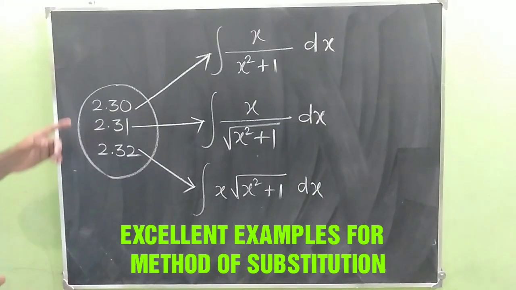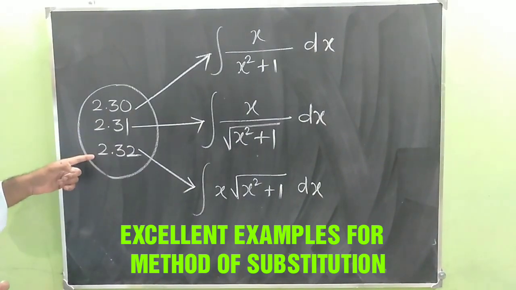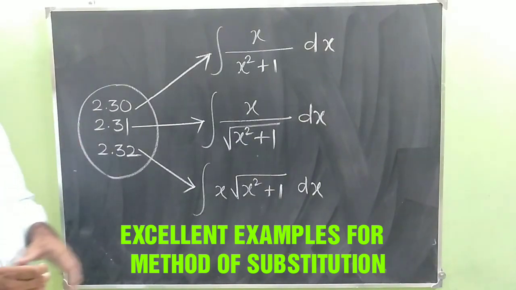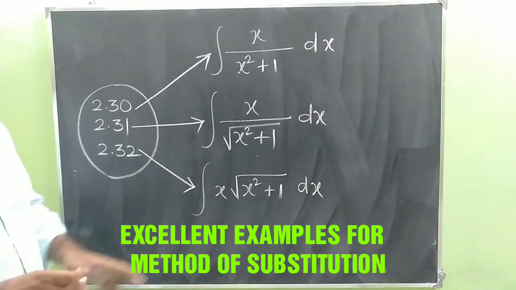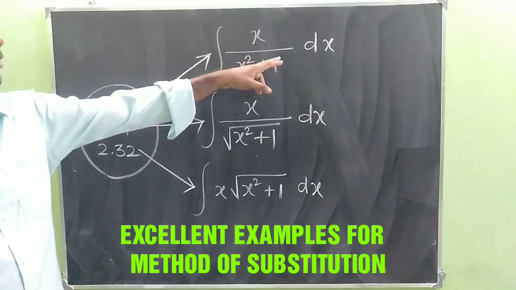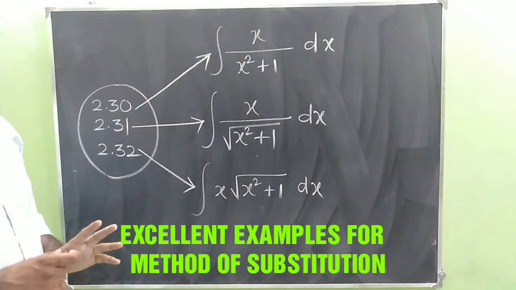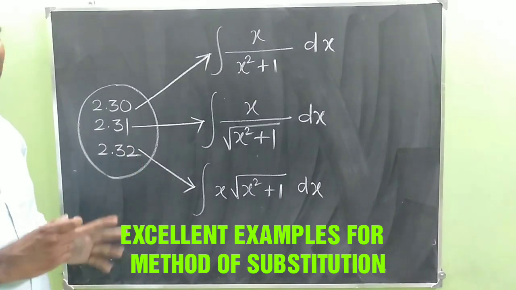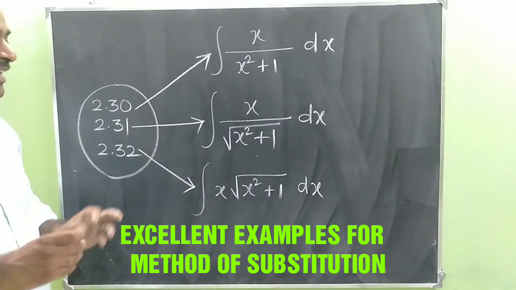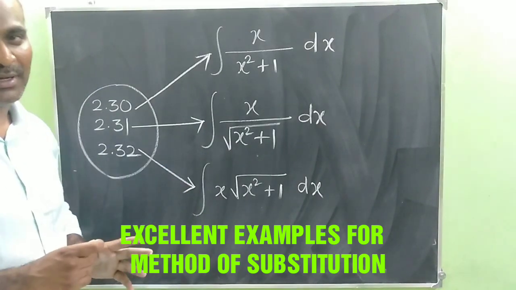See these three problems, example problems 2.30, 2.31 and 2.32. The integrand is the same, the difference is simple only. x by x squared plus 1. Next x by square root of x squared plus 1. Next x into square root of x squared plus 1. Three problems are very beautiful problems. Same method, that is method of substitution or z substitution.